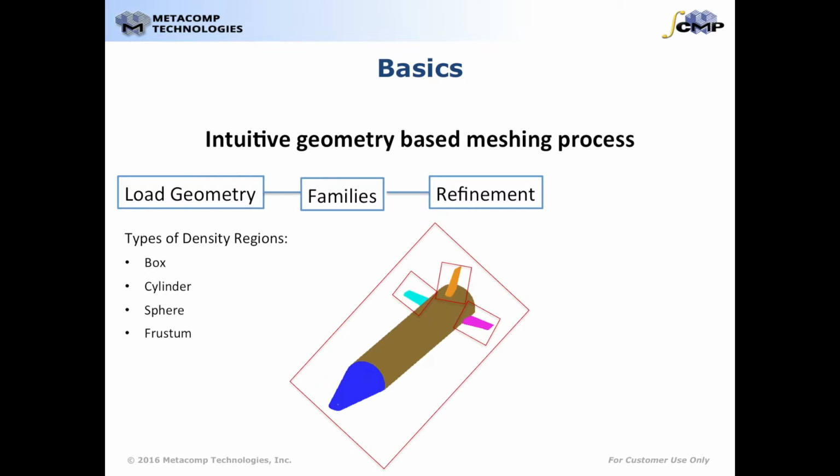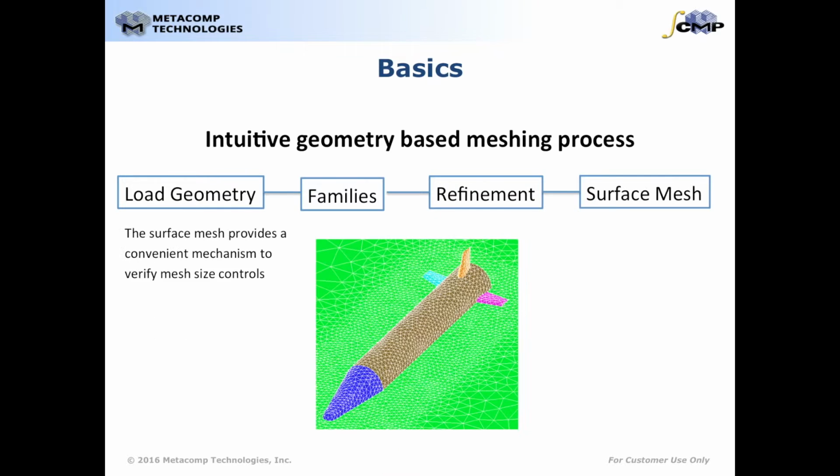After grouping into families, the users will specify the mesh sizes. This is done on a per-family basis, but can also be done with a variety of density regions, such as boxes, cylinders, spheres, and frustums. After setting mesh sizes, the user then generates a surface mesh. This provides a convenient mechanism to verify the mesh size controls. Users can go back and make adjustments as necessary.